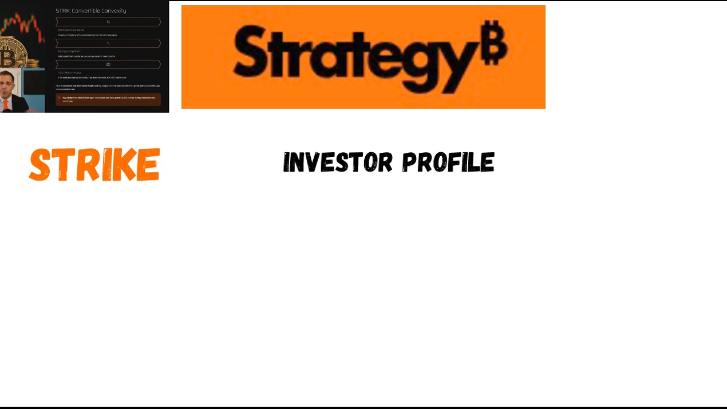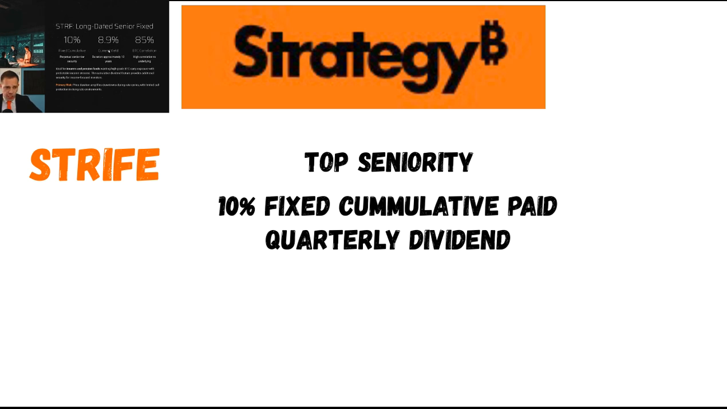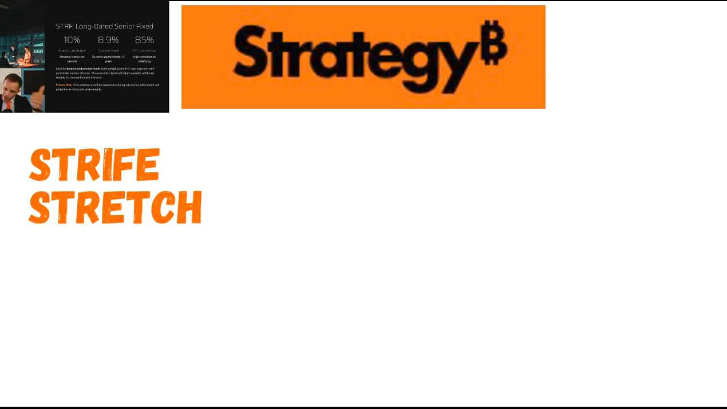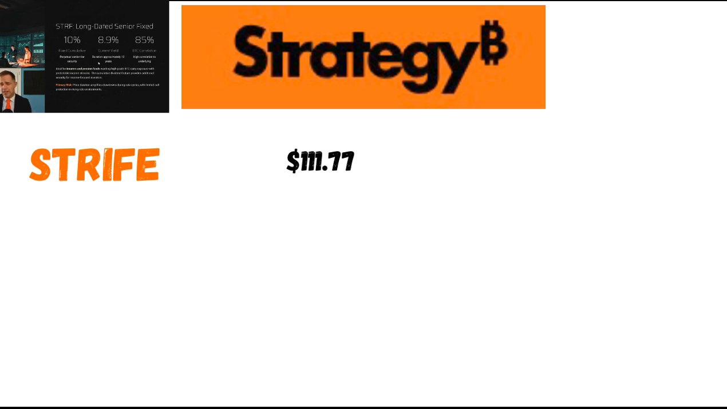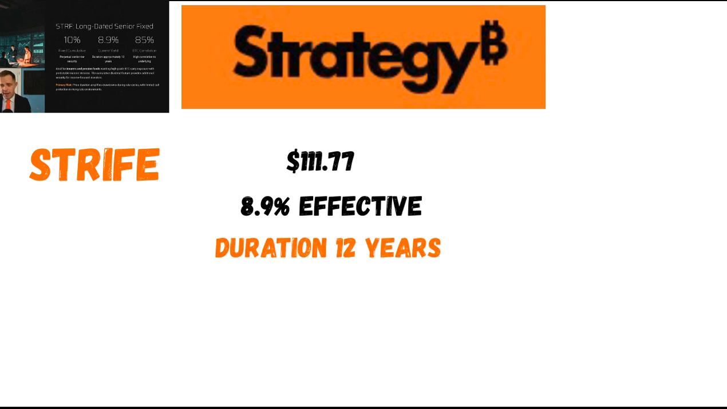So now we climb to the pinnacle, STRF, the top seniority, long duration preferred built for investment grade mandates. We have a 10% fixed cumulative paid quarterly dividend. This has top seniority in the preferred stack. STRF ranks above STRC, STRK, and STRD. It's trading at $111.77 right now, paying that 8.9% effective. The duration is approximately 12 years, so the long anchor of Strategy's curve.